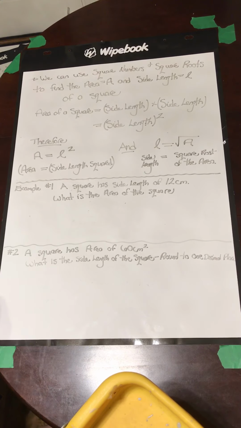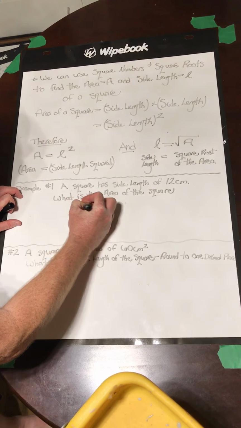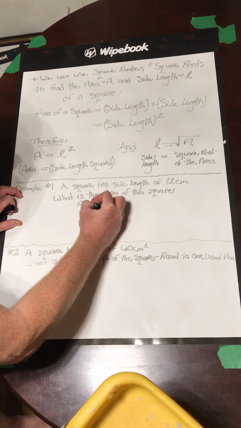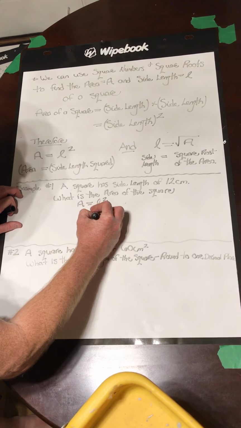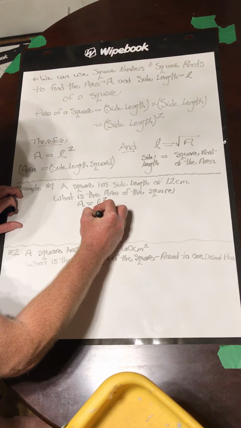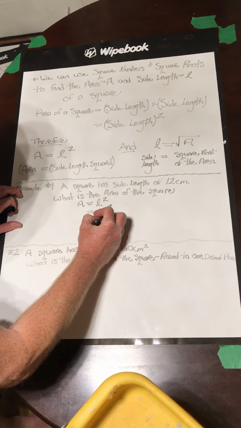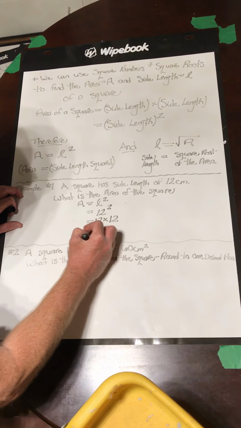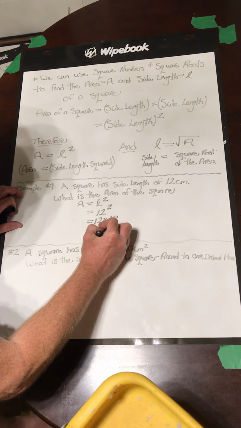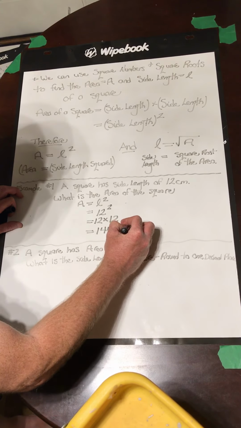So an example, a square has a side length of 12 centimeters. What is the area of the square? So I want to find the area. So area is equal to L squared. I'm going to substitute in 12 for L, so 12 squared, which is equal to 12 times 12. So the area is equal to 144 centimeters, and because we're squaring, it's squared.